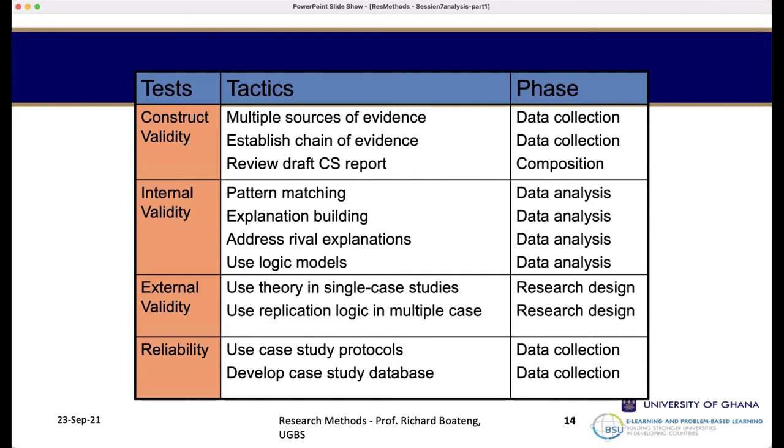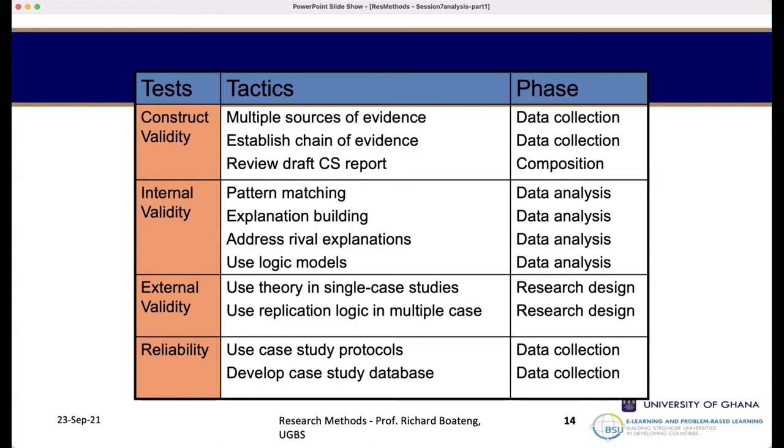To explore what rival explanations could exist or why they are existing and what could be the other alternatives. And then to use logic models to be able to explain complex things or processes. Then you can also use them to explain steps. Steps in an issue, steps in an activity.